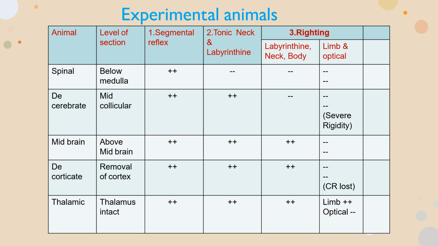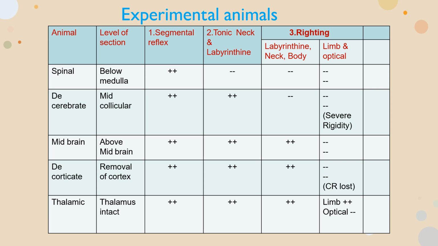So in the spinal animal, the section is immediately below the medulla, so the spinal cord connection with the brain will be lost. Here only the segmental reflexes, which have their center in the spinal cord, will be present. The reflexes whose center is in the spinal cord are four: stretch reflex, cross extensor, positive supporting and negative supporting. Only those will be present and the remaining will be absent in a spinal animal.